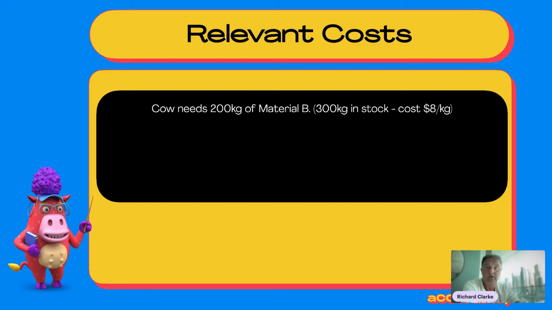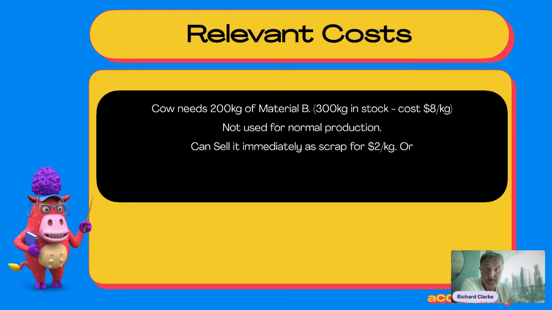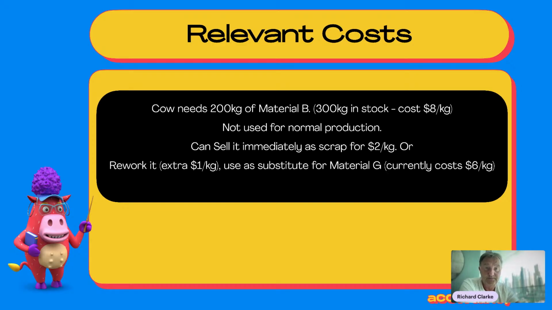So let's get on with one of those tricky questions. We need 200 kilos of material B. We've got some in stock at a cost of $8 per kilo in the past. Forget the $8 per kilo. But I have got some in stock. If I use it, I lose the scrap value. It's not used for normal production, so it's not regularly used. All I'm going to lose is the scrap value, and I could scrap it for $2 a kilo. So if I used it instead of scrapping it, the relevant cost would be 200 times 2, which is 400.